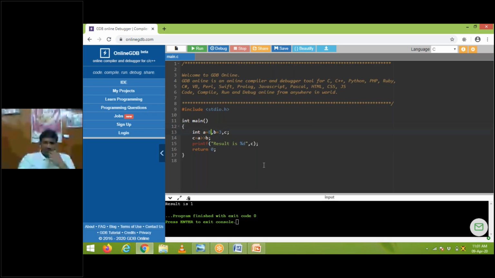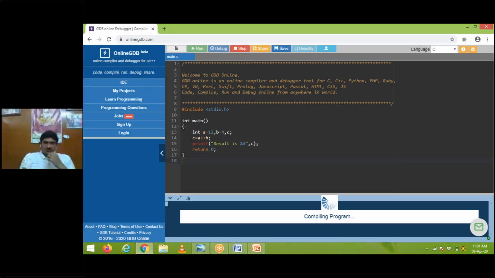I'm giving one more number. Everyone should have 12. And here I'm giving 4. Now tell me everyone, what is the value of A right shift B? Please answer in the chat box. 12 right shift 4. Excellent. 0. Very good. So 12 by 2 power 4. That means 12 by 16. The answer is 0. We'll run the program. Very good. Excellent. Everyone is responding.